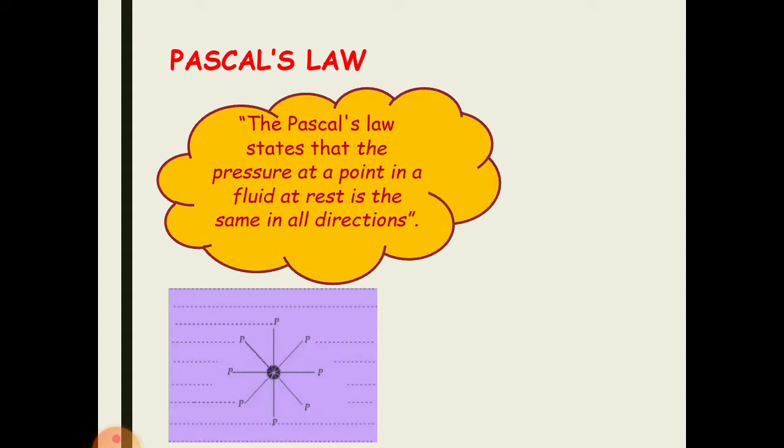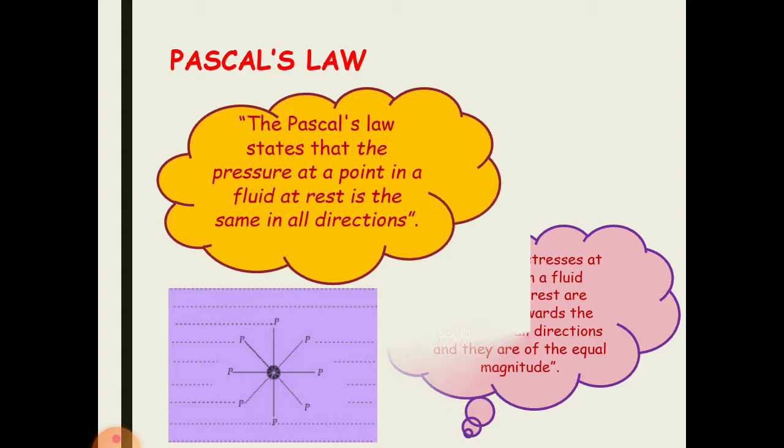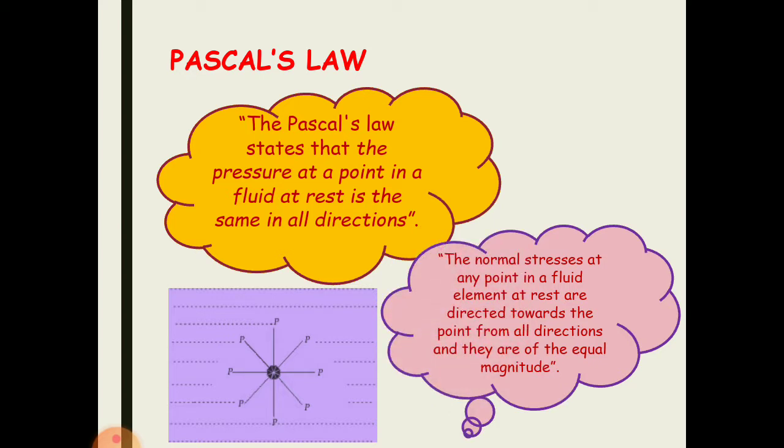Pascal's law states that the pressure at a point in a fluid at rest is the same in all directions, or it can be stated as the normal stresses at any point in a fluid element at rest are directed towards the point from all directions and they are of equal magnitude. These stresses are denoted by a scalar quantity P and are defined as the hydrostatic pressure. The hydrostatic pressure is always compressive in nature.